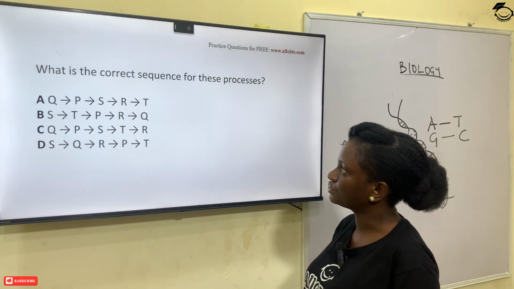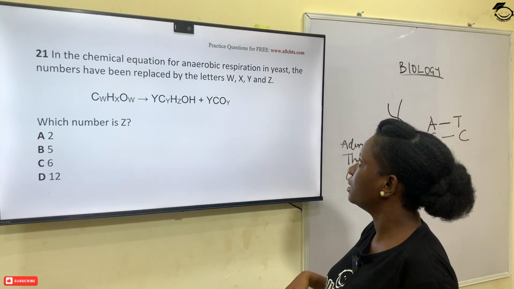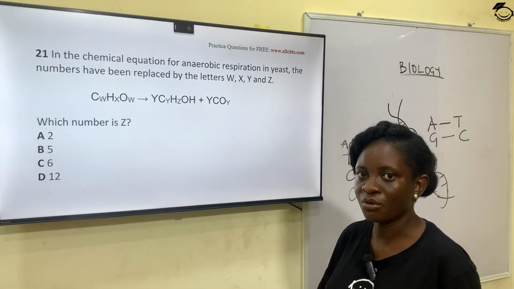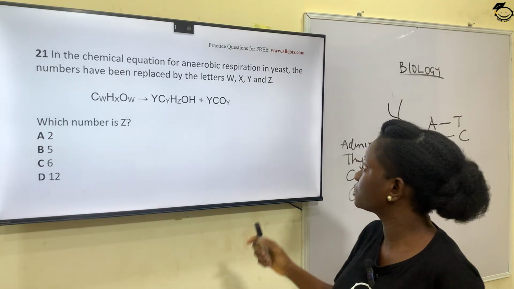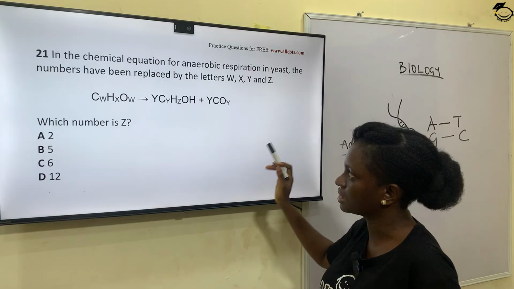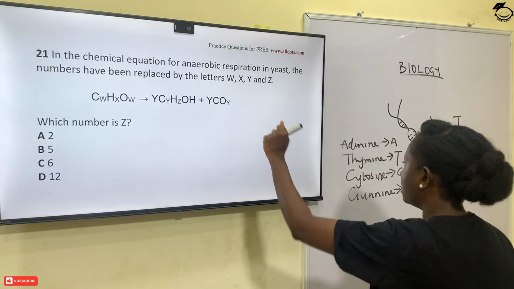STPRQ, so option B. The next question: in the chemical equation of anaerobic respiration, that's respiration without the presence of oxygen in yeast, the numbers have been replaced by the letters W, X, Y, Z. So let's try to write out the correct equation.